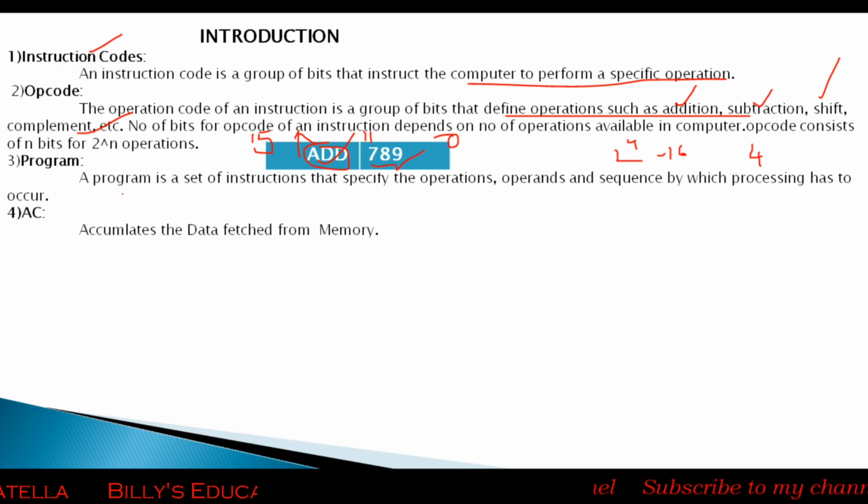Next, coming to the AC, which is the accumulator. It accumulates the data fetched from the memory. When I am discussing the common bus, I will tell about the accumulator.